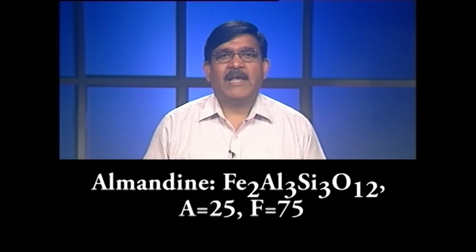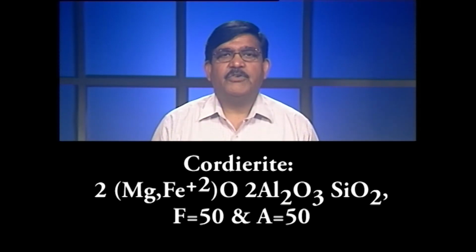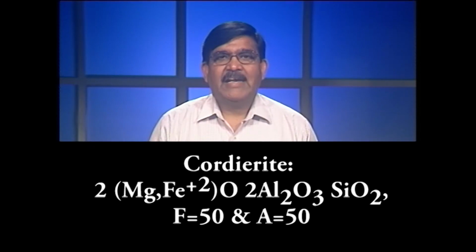Now, the next formula is almandine Fe3Al2Si3O12. The value of A equal to 25, F equal to 75%. Cordierite, 2 (Mg,Fe2+)O, 2 Al2O3 and 5 SiO2. The value of F equal to 50 and A equal to 50 and C equal to 0.